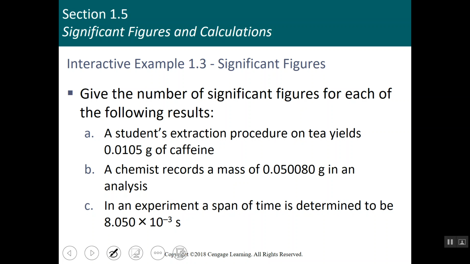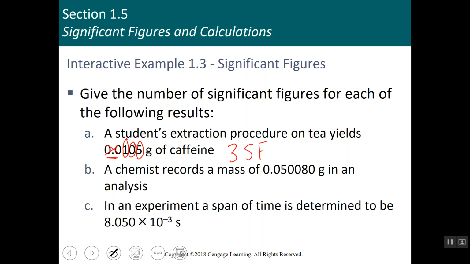So let's try these examples. Give the number of significant figures for each of the following results. A student's extraction procedure on tea yields 0.0105 grams of caffeine. So first, our non-zeros, 1 and 5. So there's 2. Now let's look at our zeros. What type of zeros are those? Those are leading zeros. Leading zeros never count. That one's a captive zero. Captive zeros always count. So that has 3 significant figures.